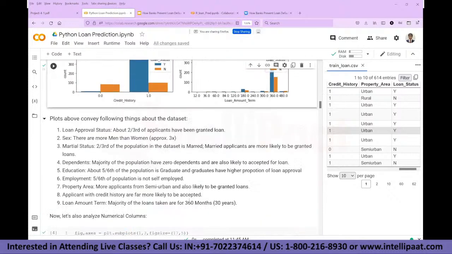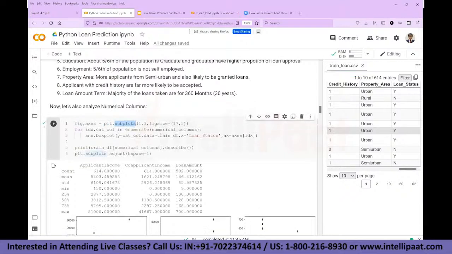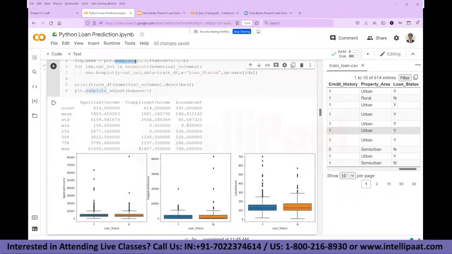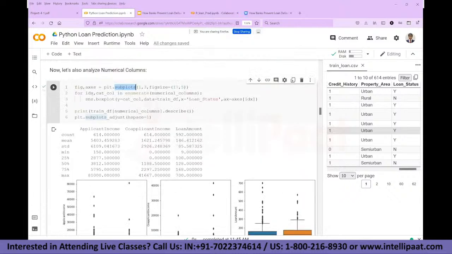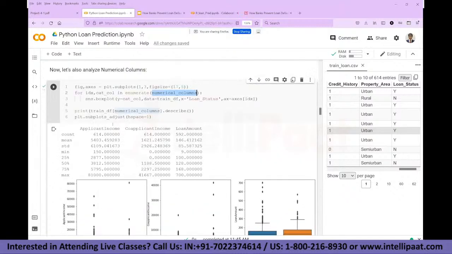For the numerical columns, we use matplotlib, that's what plt is, and set the figure size, like 17 by 5, and again the unit can be decided, right? Then I'm iterating over all of these numerical columns one by one and plotting them, and the plot can be seen here, right? And when I look at my data, I'm also using describe.